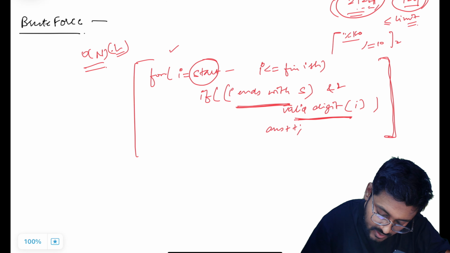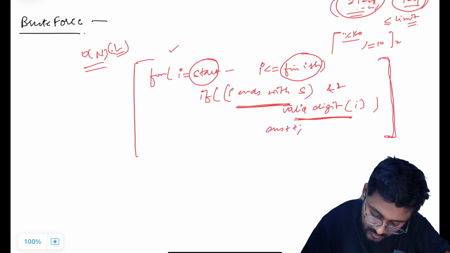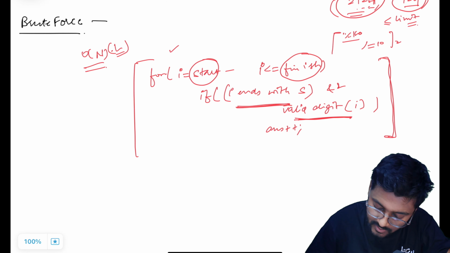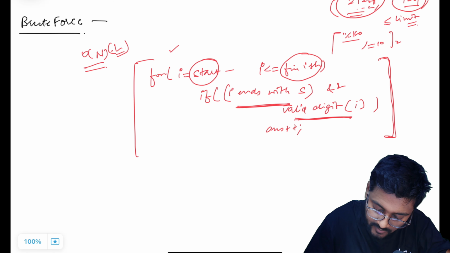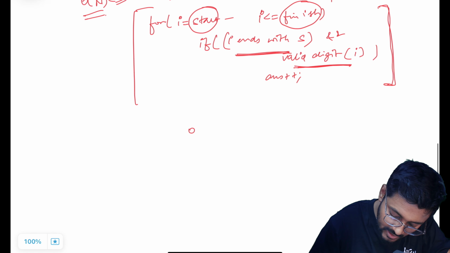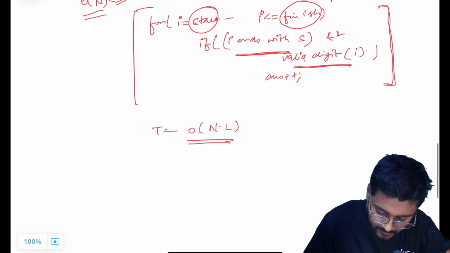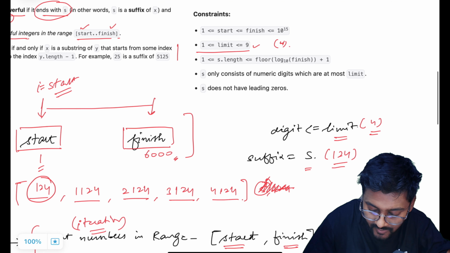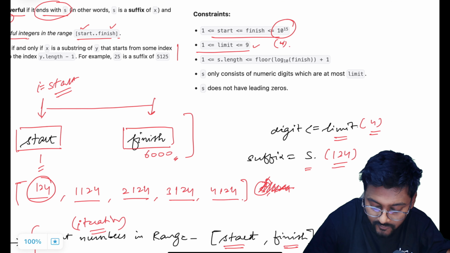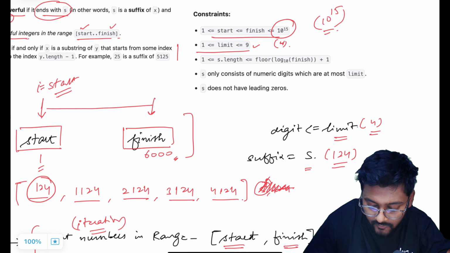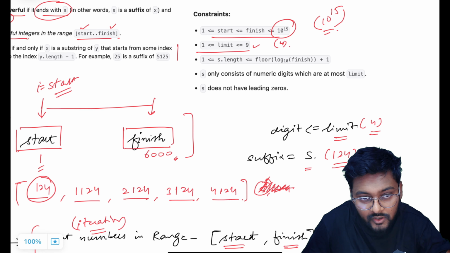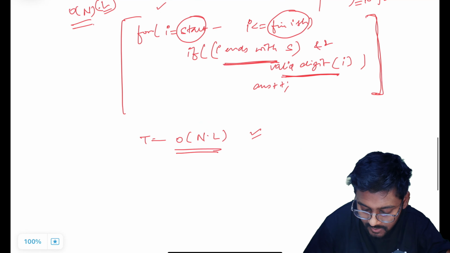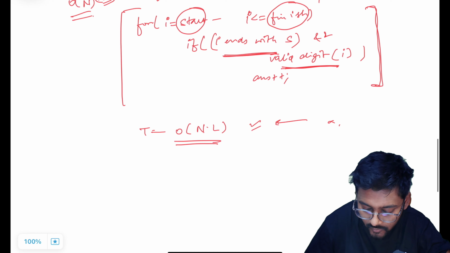We are starting with start and ending with finish, and then going and checking every single element for S as a suffix and validity as I. So in this case the time complexity will be order of n into L. But here if I just check the constraints, the value of n is going till 10^15, which is definitely going to give us time limit exceeded. So we can't just go ahead with this brute force solution.